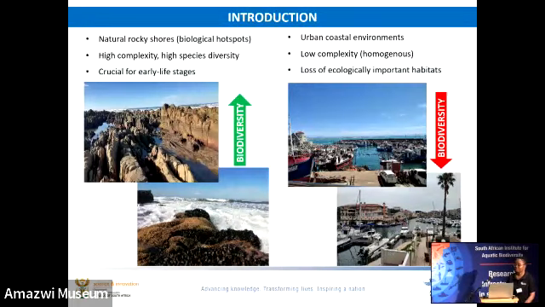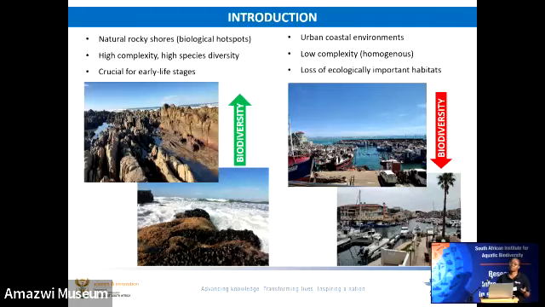Firstly, I'd like to just introduce urban coastal environments, which is the focus of my actual PhD. We have two situations currently. We have natural rocky shores, which are highly complex in structure. If you're looking at that picture further on my right, they're biological hotspots. Because of this complexity, they house a number of different species, which allows them to interact, allows feeding, and a number of important ecological functions. They're also very important, especially for the early life stages, which is the focus of my PhD.